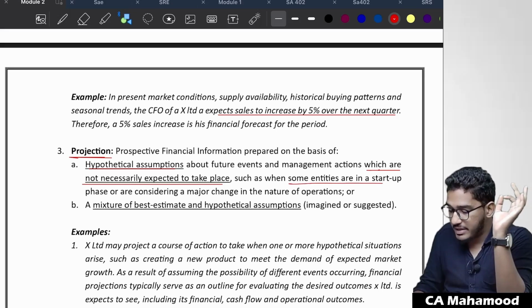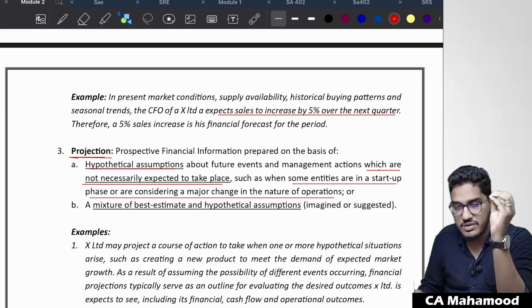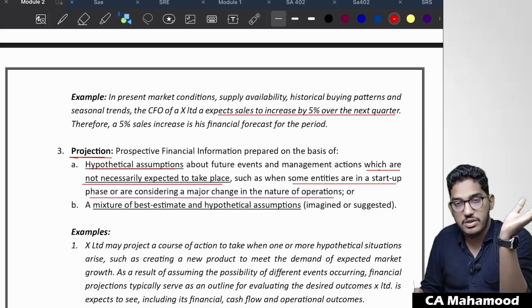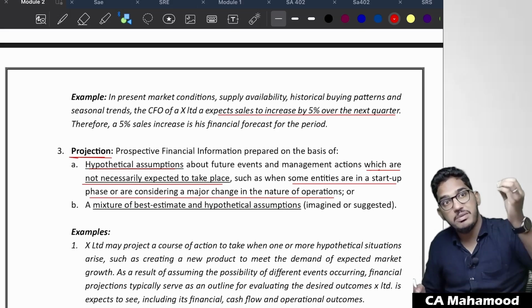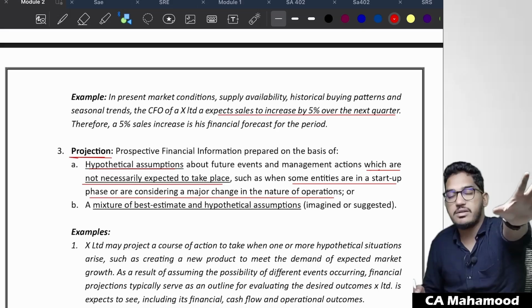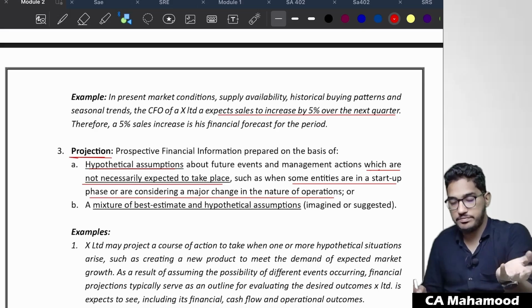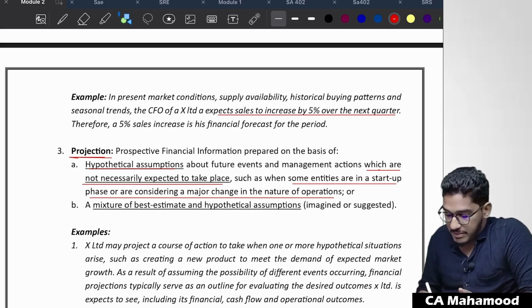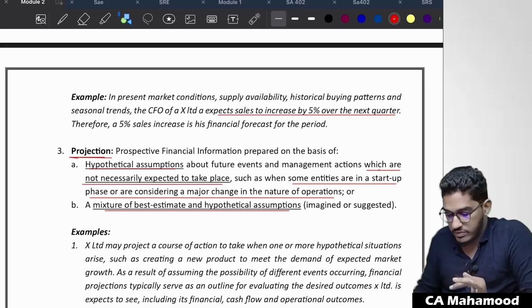Such as when some entities are in a startup phase or are considering a major change in the nature of operations. So mainly startup entities will do projections. When they go for funding and all, they take the projections. They do it completely on the basis of hypothetical assumption. If our product becomes a success, then we will achieve those results. But your product might become a success, might become a failure. We can't say. That means it is conditional. And sometimes a mixture of best estimate and hypothetical assumptions is also followed.